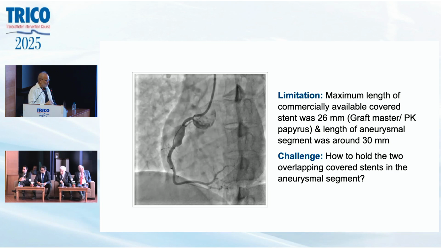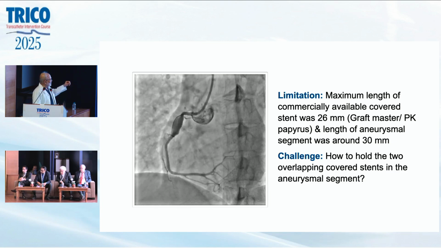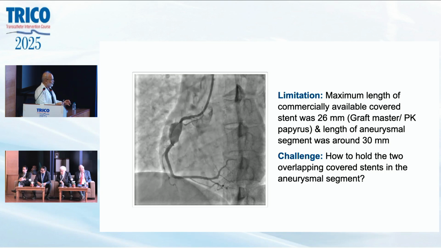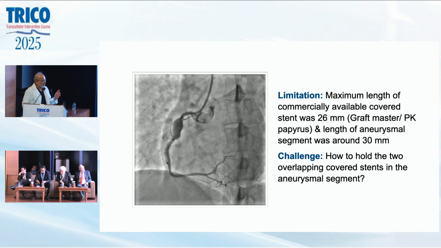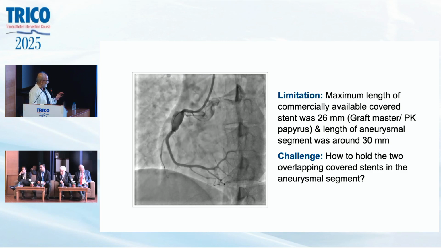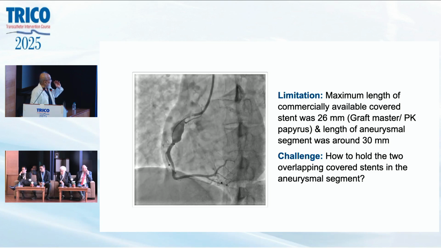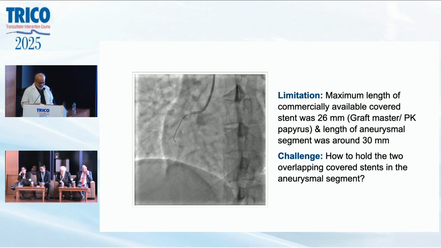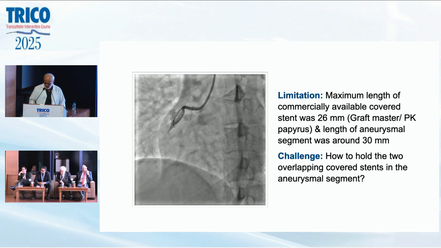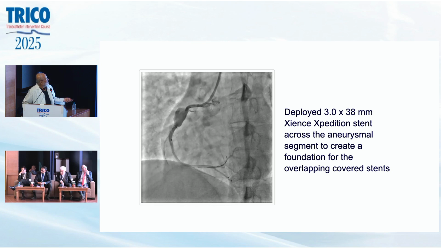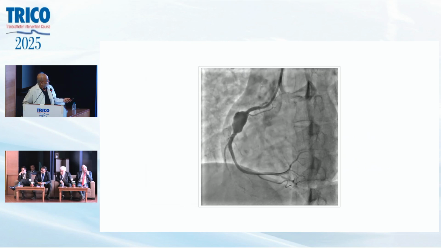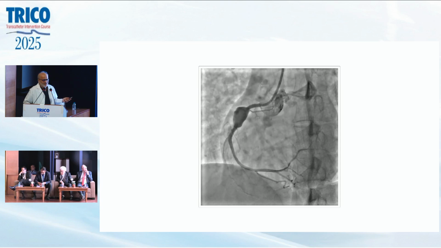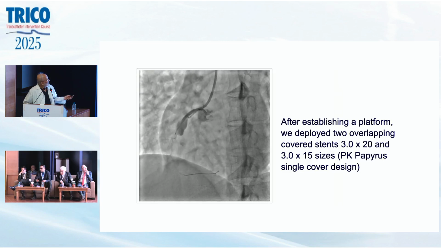I was wondering how to use this, and we can use 2 wires, and we just try to inflate the covered stent distally, and then push it in proximal. But in that case, if I miss the segment, it can create a big mess in a very young lady. He came out with a brilliant idea that we deploy a 38 millimeter long stent. So a giant stent was deployed, and we created a platform. After creating the platform, we deployed 2 Papyrus, keeping a very small overlap back to back.